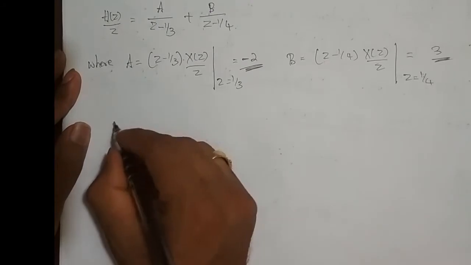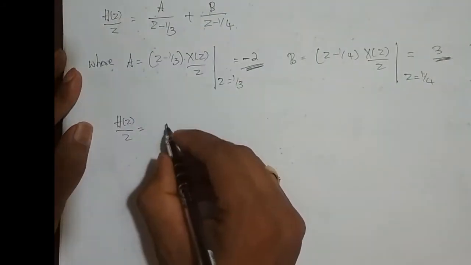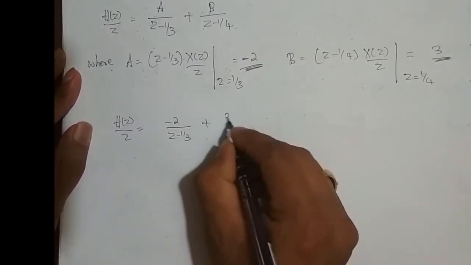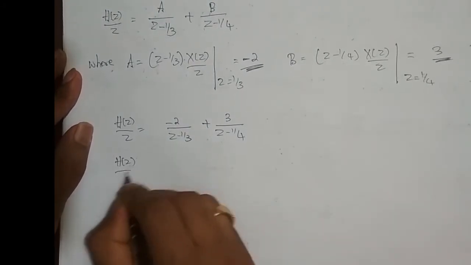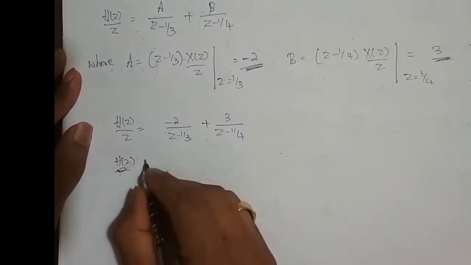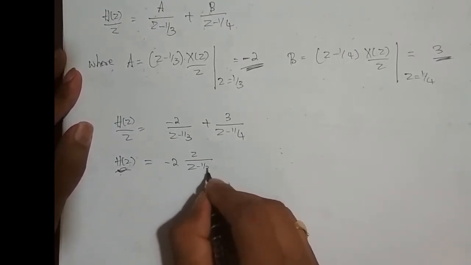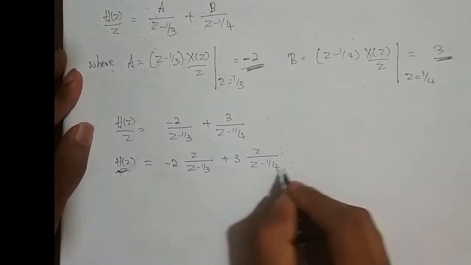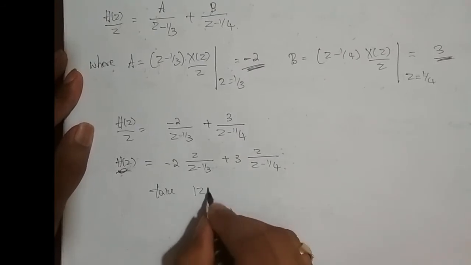So what do we have? H of z by z is equal to, putting these values of A and B here, minus 2 divided by z minus 1/3 plus 3 divided by z minus 1/4. To take this z to the other side, H of z is minus 2 into z divided by z minus 1/3 plus 3 into z divided by z minus 1/4. Now I have to take the inverse z transform on both sides.